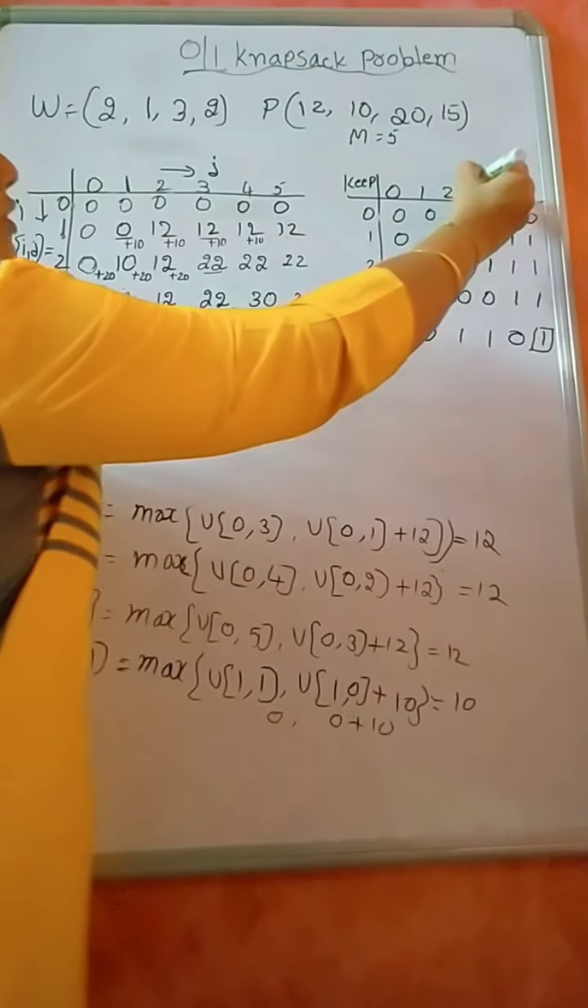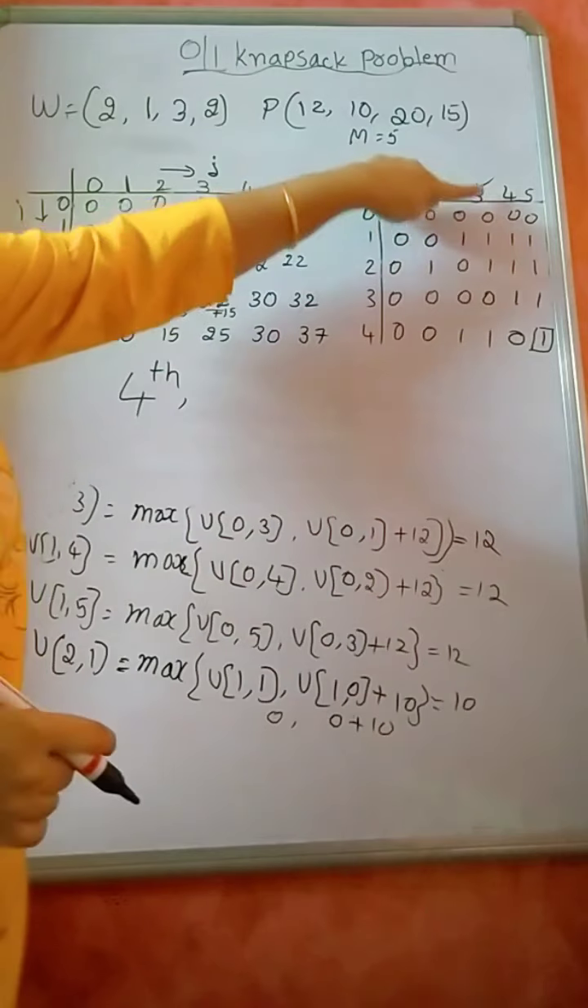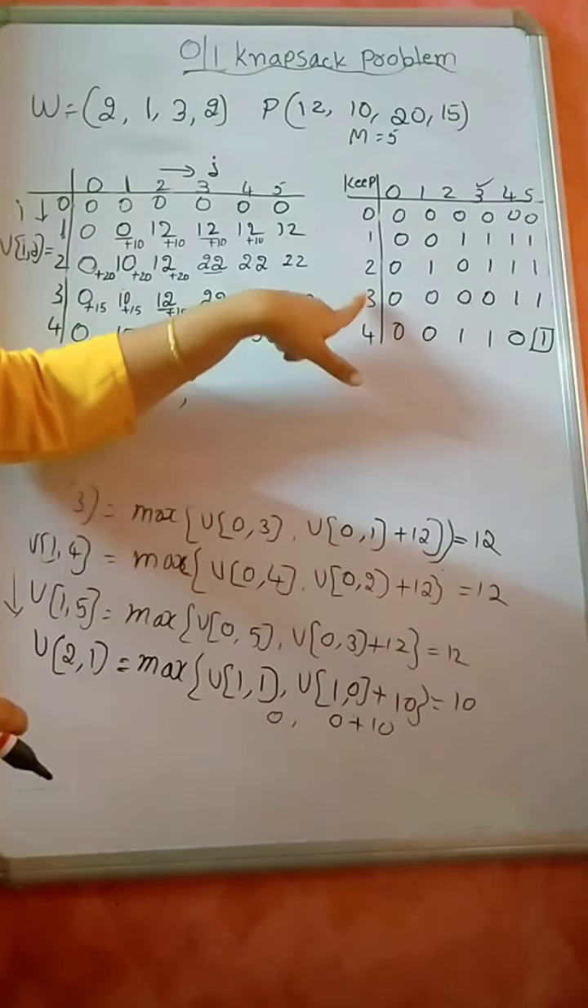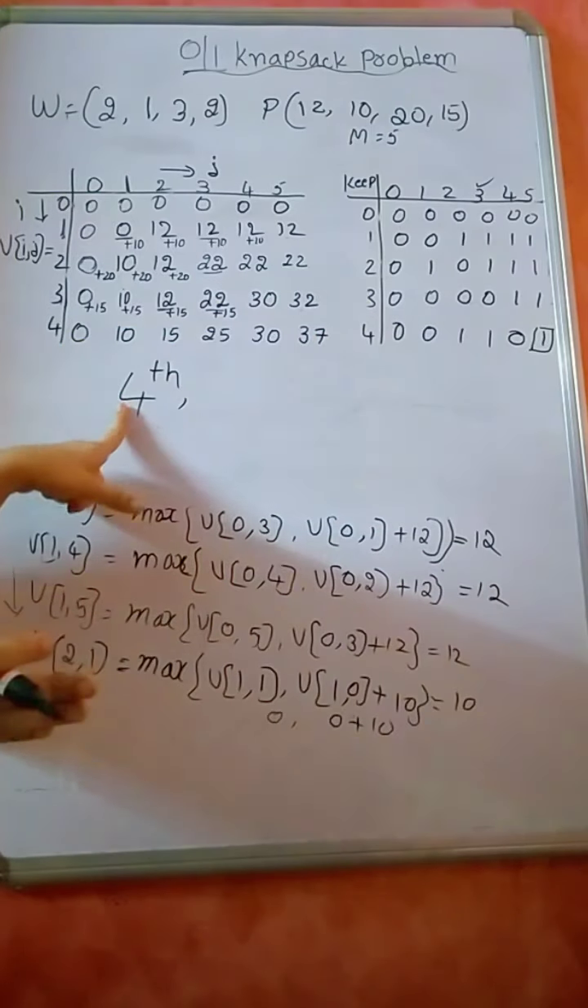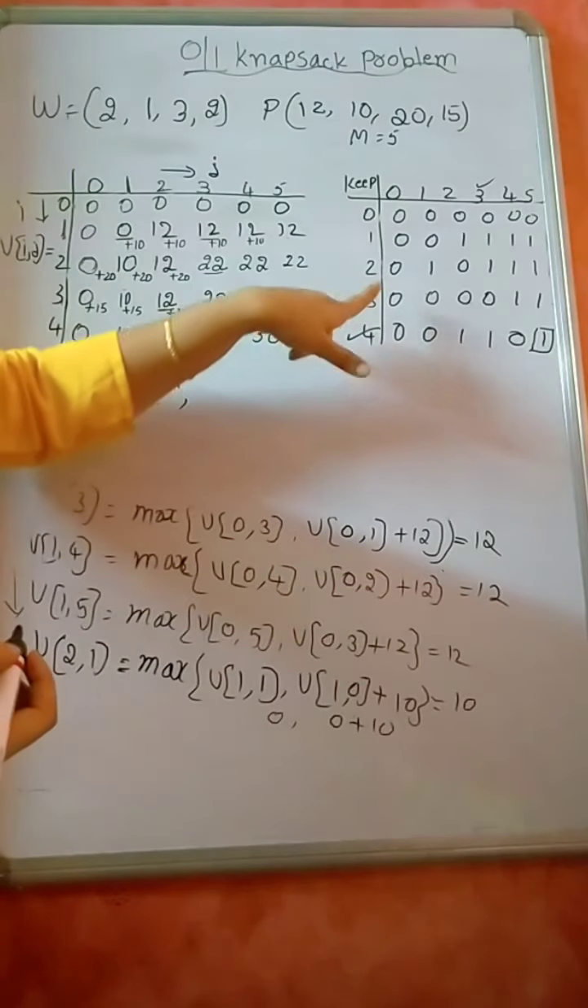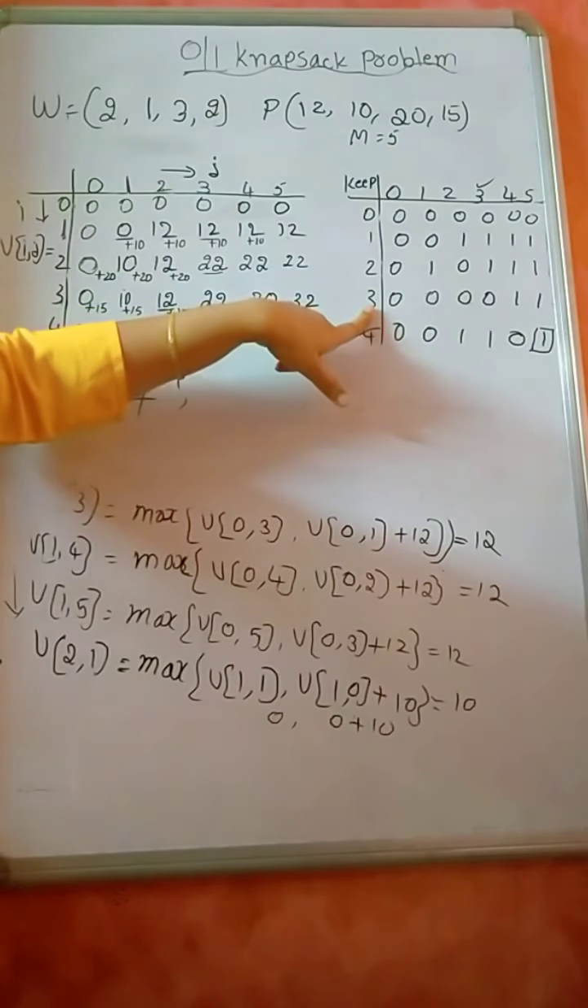5 minus 2 is 3. Now you check it in the third column for the third object. For the previous object, fourth object is already selected. So it's over. Fourth is already selected. Now I wanted to check whether the third object is selected or not.